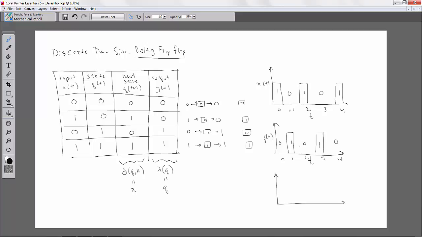And then given the input trajectory and the state trajectory, we can compute the output trajectory, y of t, for different time steps, 0, 1, 2, 3, 4. And again, following these transition rules, for an input of 1, state of 0, the current output is 0. So these outputs are going to identically mirror the current state.